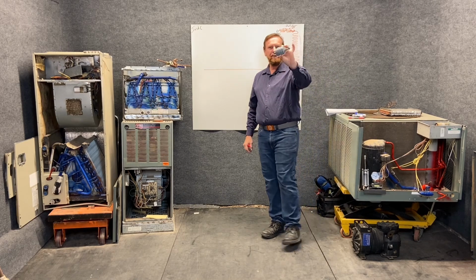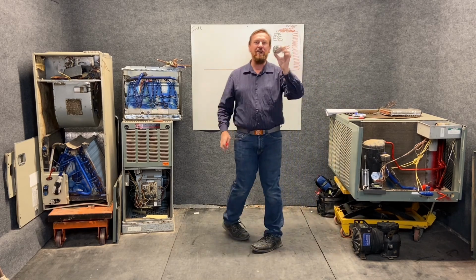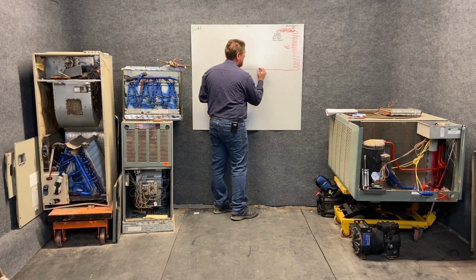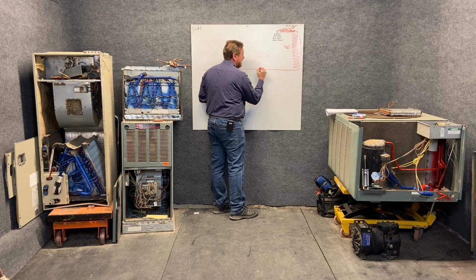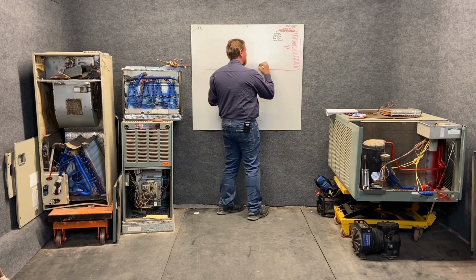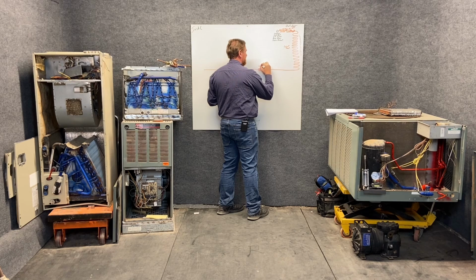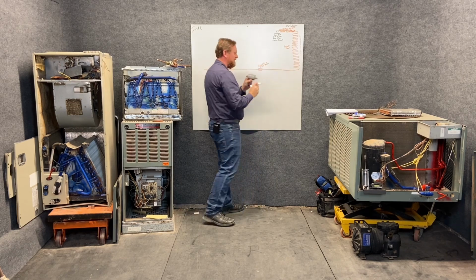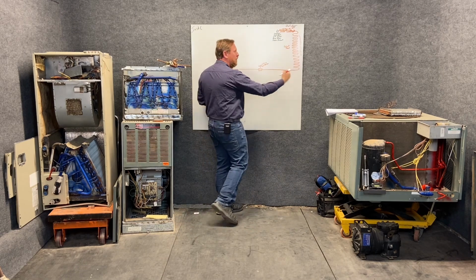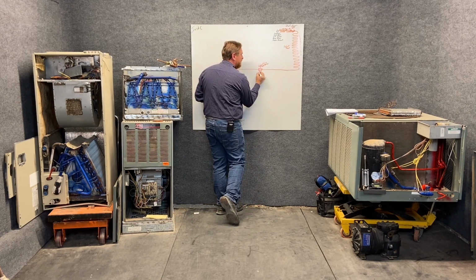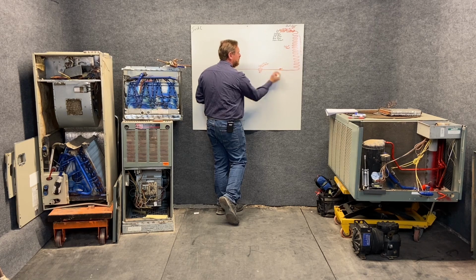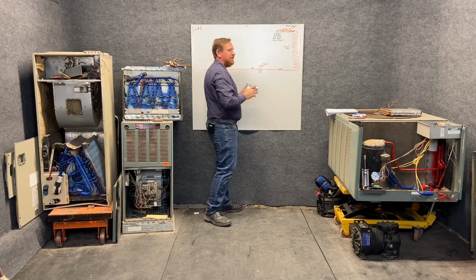And what I want you to do also is don't forget this little guy here. I'll just draw it here in the middle. It can be anywhere in this line, but it's called a liquid line filter dryer. And it's going to have an arrow on it, and the arrow is flowing away from the condenser, and that arrow is flowing towards our metering device, or towards the indoor unit.